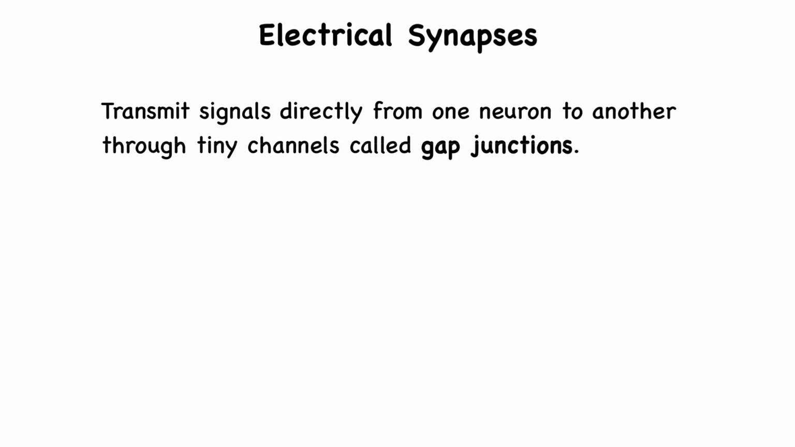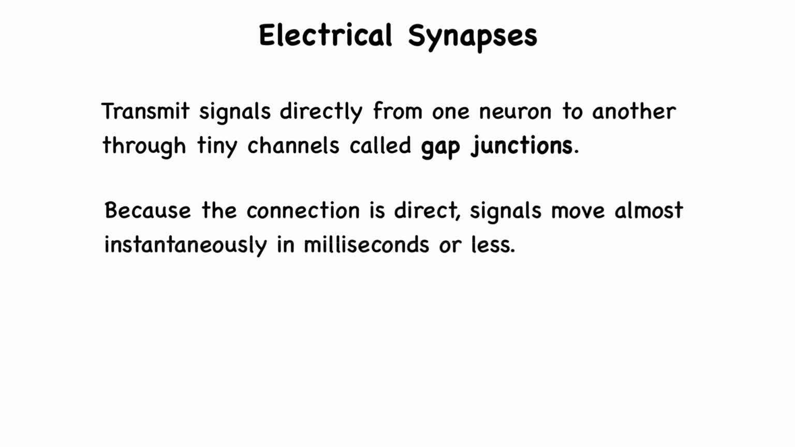There are two main types of synapses, electrical and chemical, and they differ both structurally and functionally. Electrical synapses transmit signals directly from one neuron to another through tiny channels called gap junctions. These junctions connect the cytoplasm of adjacent neurons, allowing ions and small molecules to flow freely between them. Because the connection is direct, signals move almost instantaneously, in milliseconds or less.